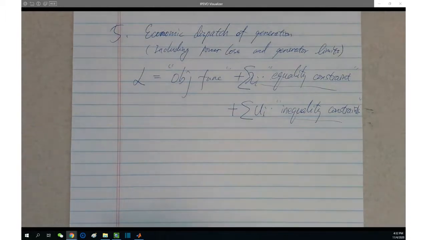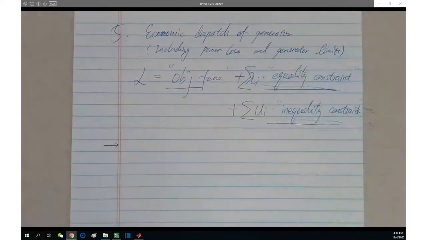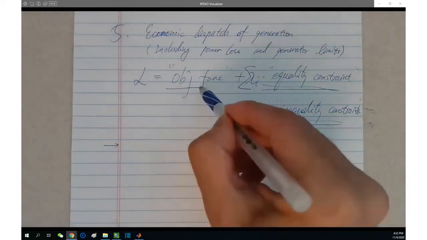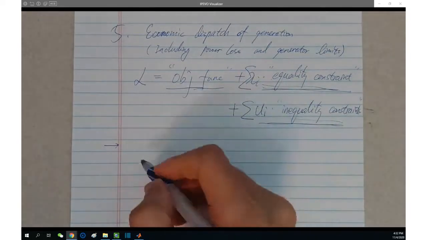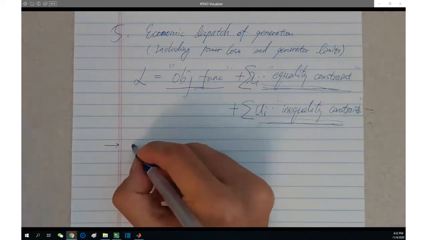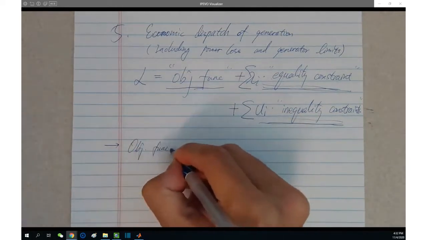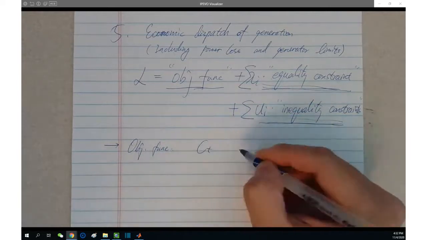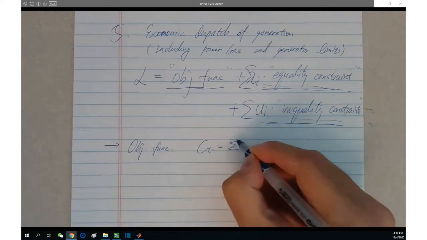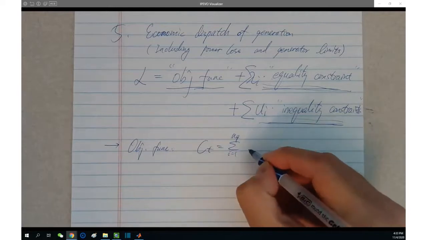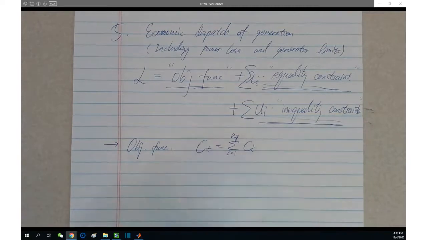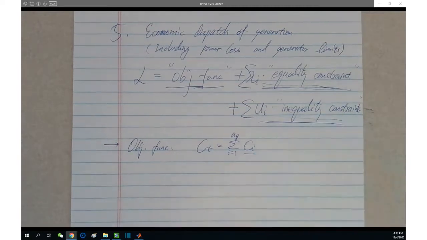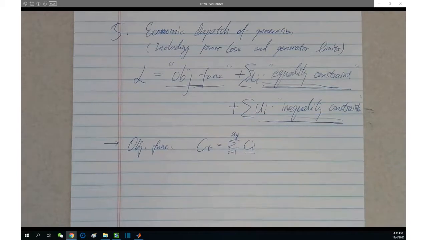So specifically, the next step is still to identify each one of them. Just identify these three things. This is a single individual one, this is a group, this is another group. The objective function is fairly easy. It remains as our cost function, and each individual generator cost function is a function of the power assigned.